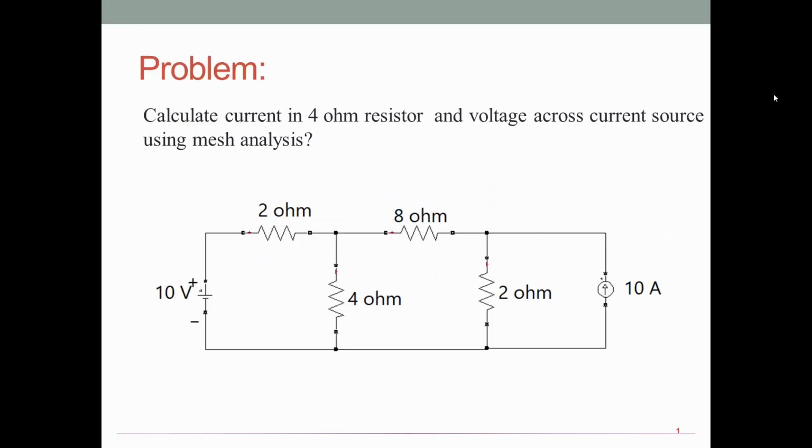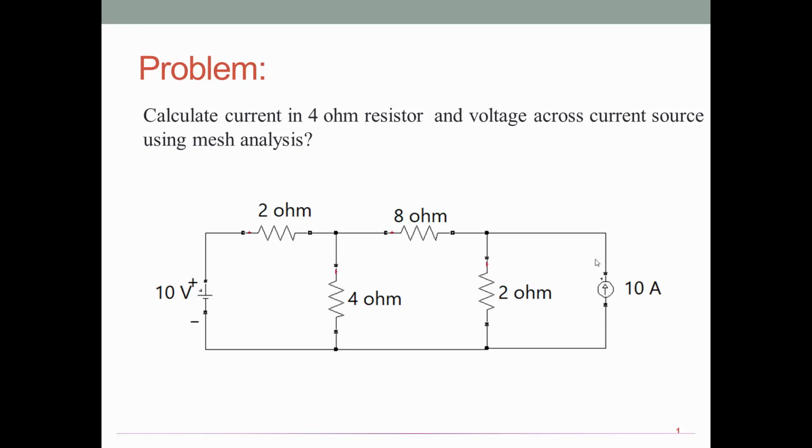Let us take this problem: calculate current in 4 ohm resistor and voltage across current source using mesh analysis. Our objective is to calculate current in this 4 ohm resistor and voltage across this 10 amps. That is the only current source available here.